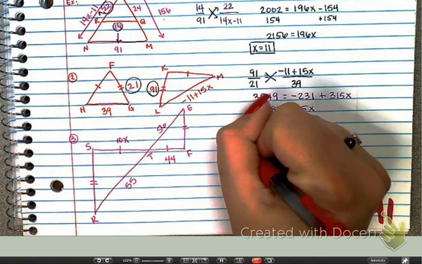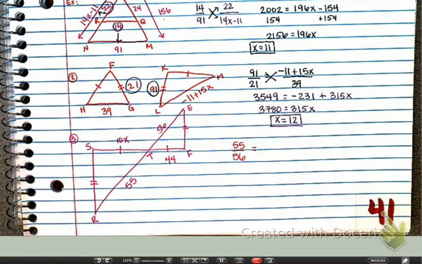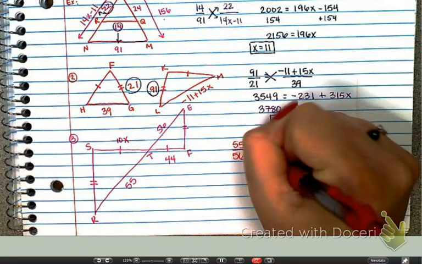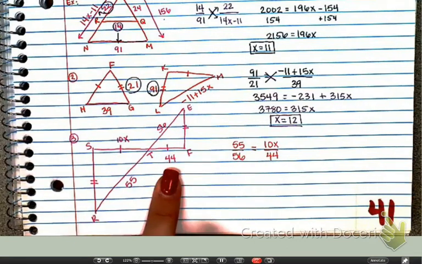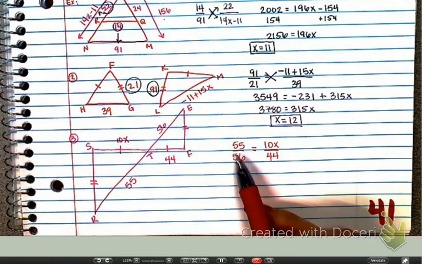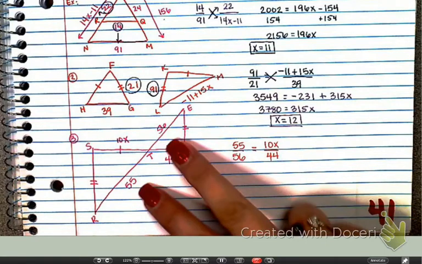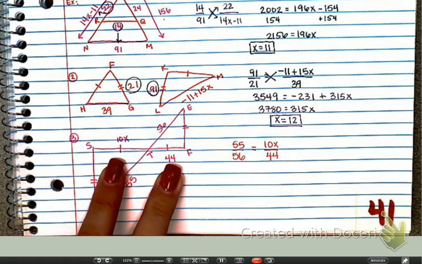You put 55 over 56, okay. And you set that equal to? Perfect. So 55 over 56 and then 10x over 44. If you have yours completely flipped, so if you have 56 over 55 and 44 over 10x, that's okay. Okay, so he compared these two because they didn't have any tick marks. He compared these two because they had one tick mark.